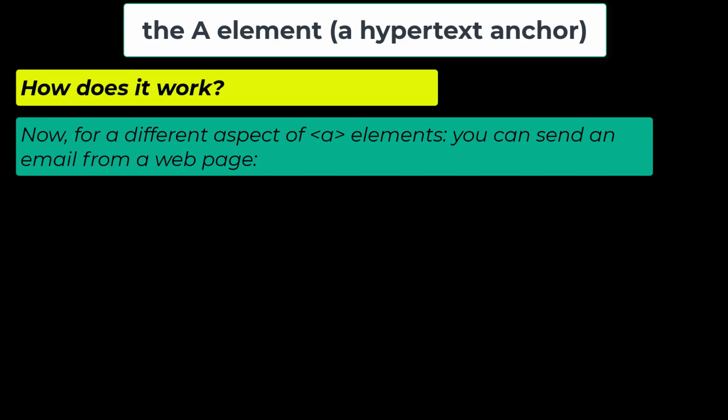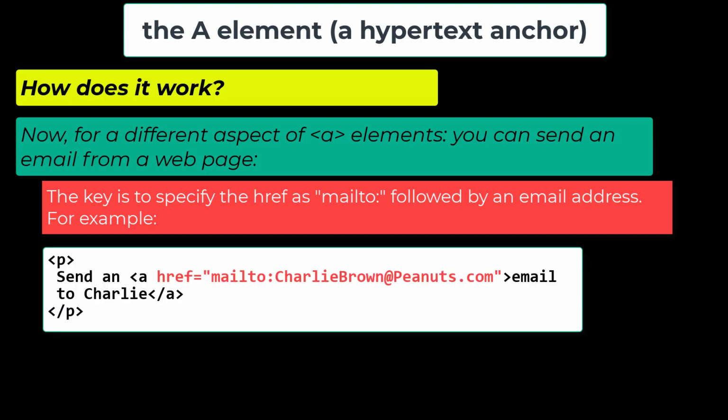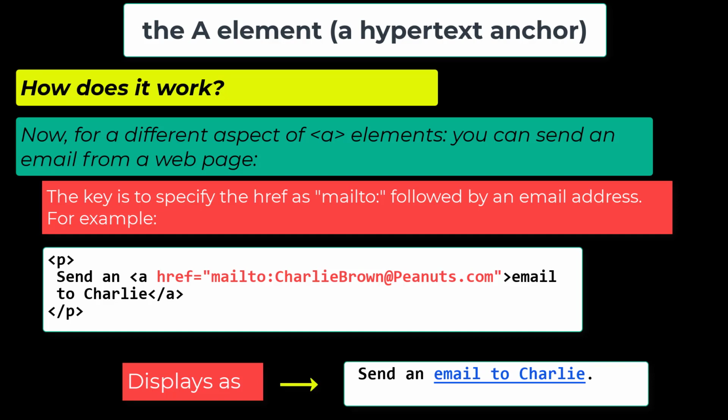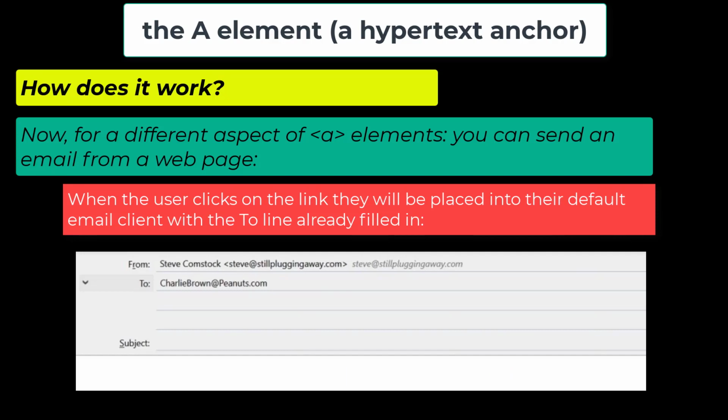Now for a different aspect of A elements. You can send an email from a web page. The key is to specify the href as mailto: followed by an email address. For example, in this A element, we have href equals quote, mailto: charliebrown@ourpeanuts.com, close quote. This will display as "send an email to Charlie," with the "email to Charlie" being emphasized as links are often done. And when the user clicks on the link, they will be placed into their default email client with the to line already filled in.